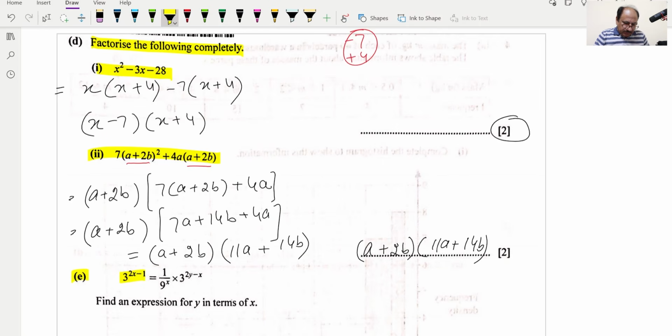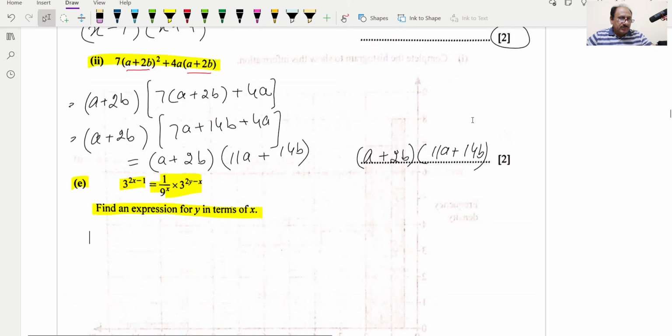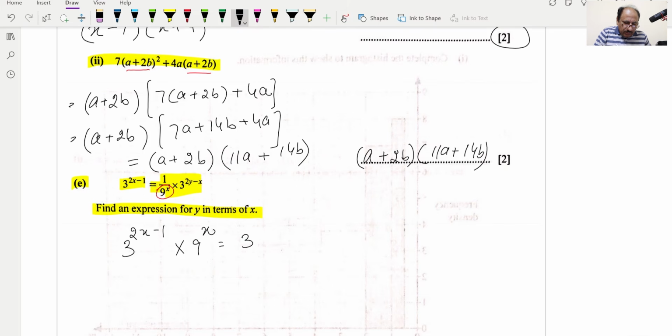E part, this is the given equation, find an expression for y in terms of x. Y in terms of x. So what we will do, we can shift this 9x to the other side. This 9x we will be shifting to the other side, so we will get 3 raised to 2x minus 1, and it will be 9 raised to the power x is equal to 3 raised to 2y minus x.